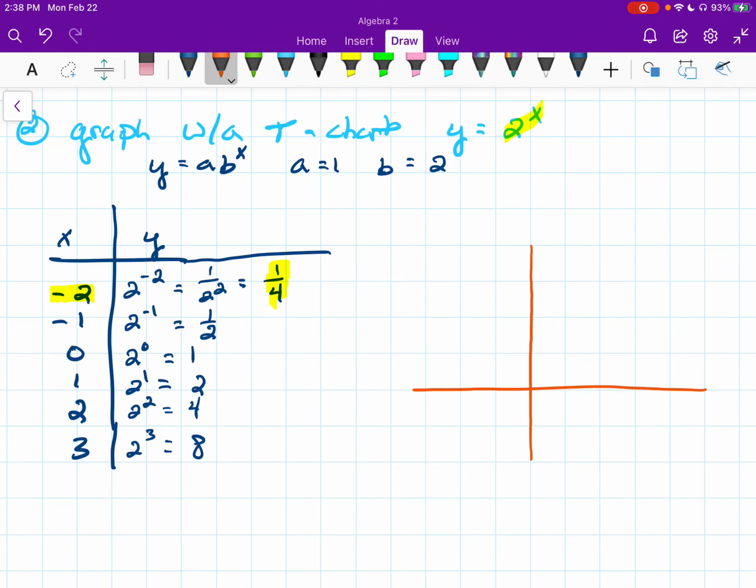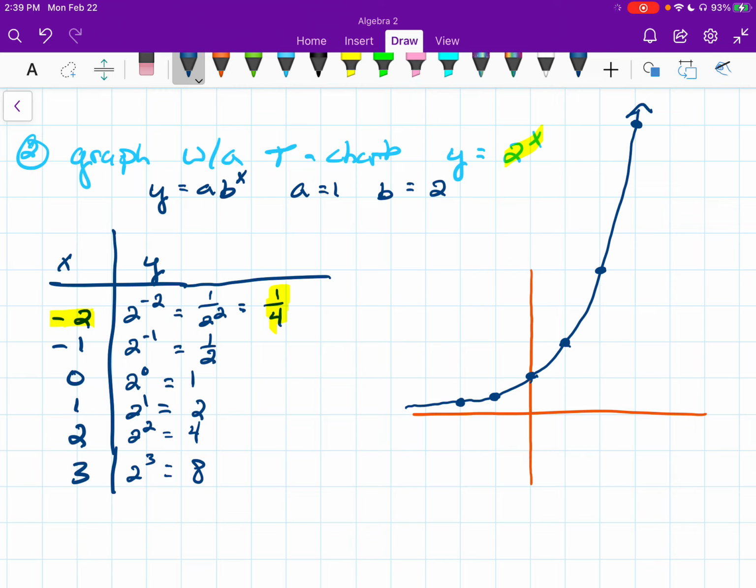So starting off -2, 1/4. So -2, 1/4 will be somewhere right in there. -1 is at 1/2. 0 is at 1. 1 is at 2. 2 is at 4. And 3 is at 8. 1, 2, 3, 4, 5, 6, 7, 8. So up there. Now if I were to draw that in, it would look something like that.